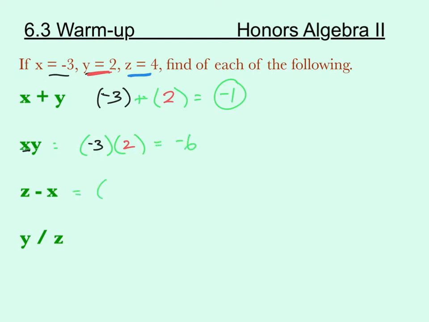This one here, I'm going to have Z minus X, and just remember when we did our polynomials, we had to add the opposite there. So here Z is 4, X is -3, so I will add the opposite, and that will get me then 7. And then lastly, I have Y over Z. All right, so Y over Z. Y is 2, Z is 4. That does have to be reduced, and that is 1/2.